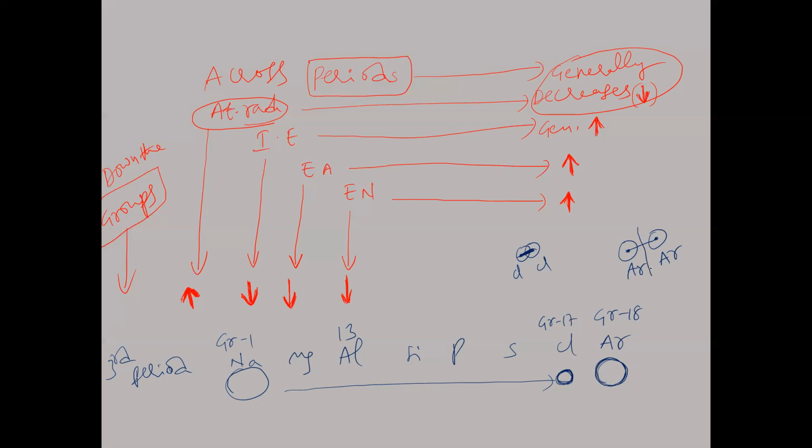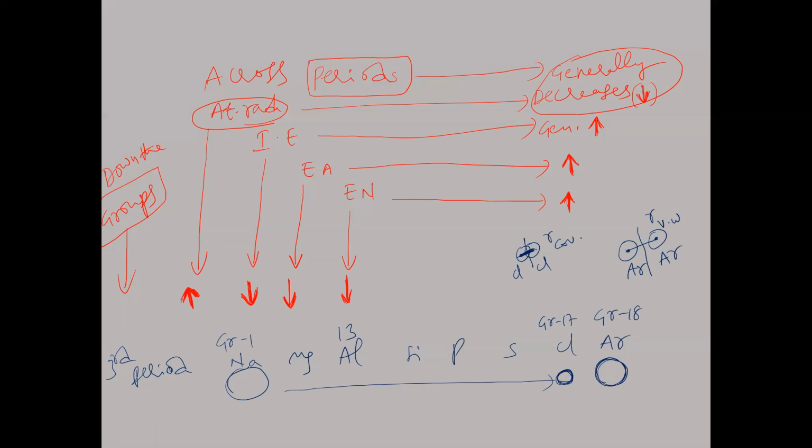Half of this internuclear distance is called the van der Waals radius. And here, half of the internuclear distance between two nuclei is called the covalent radius. So generally the van der Waals radius will be greater than the covalent radius. So generally, an inert gas atom will have a larger size than a halogen. That point keep in mind.